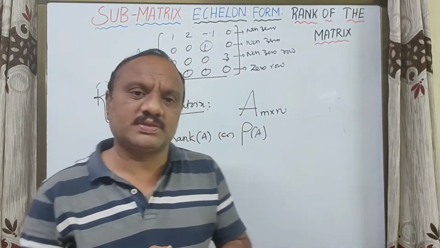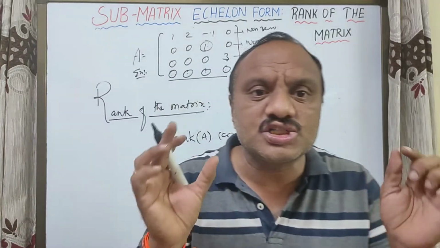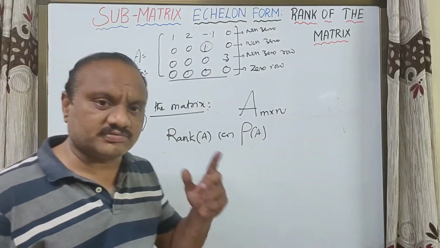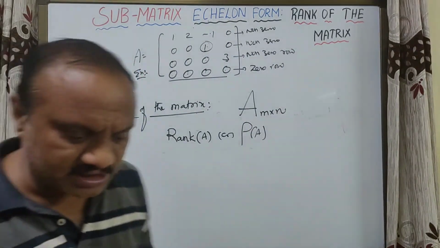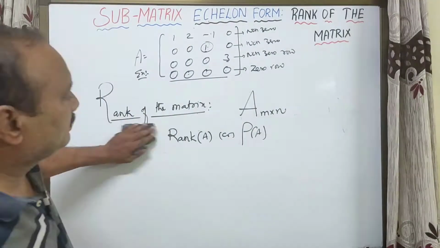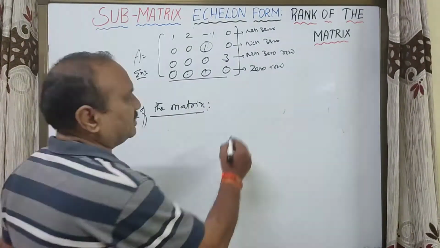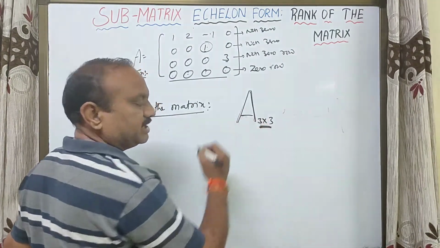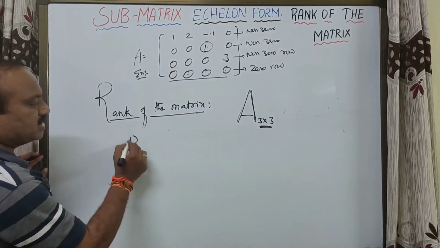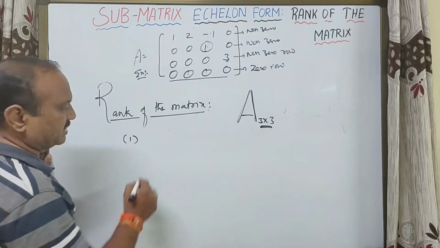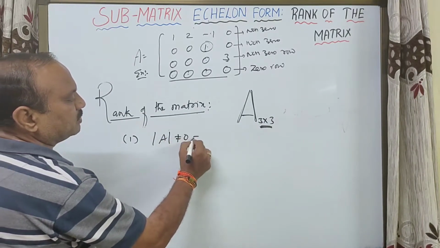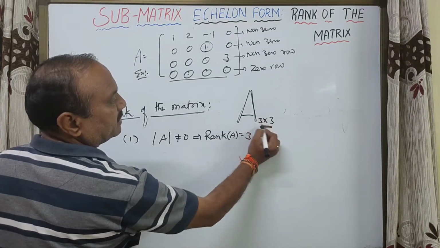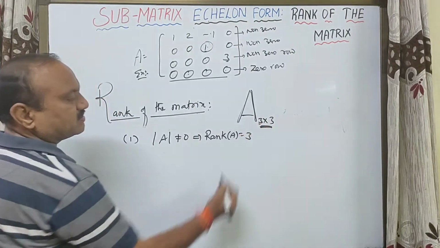Another definition: the number of non-zero rows in the echelon form of the given matrix is called the rank of the matrix. For example, my dear students, if you take matrix A of order 3 by 3, it is a square matrix. Non-singular means the value is not equal to 0. First case, if det A is not equal to 0, then rank of A equals 3, because 3 by 3 is a square matrix, 3 is the order, this is the maximum order.